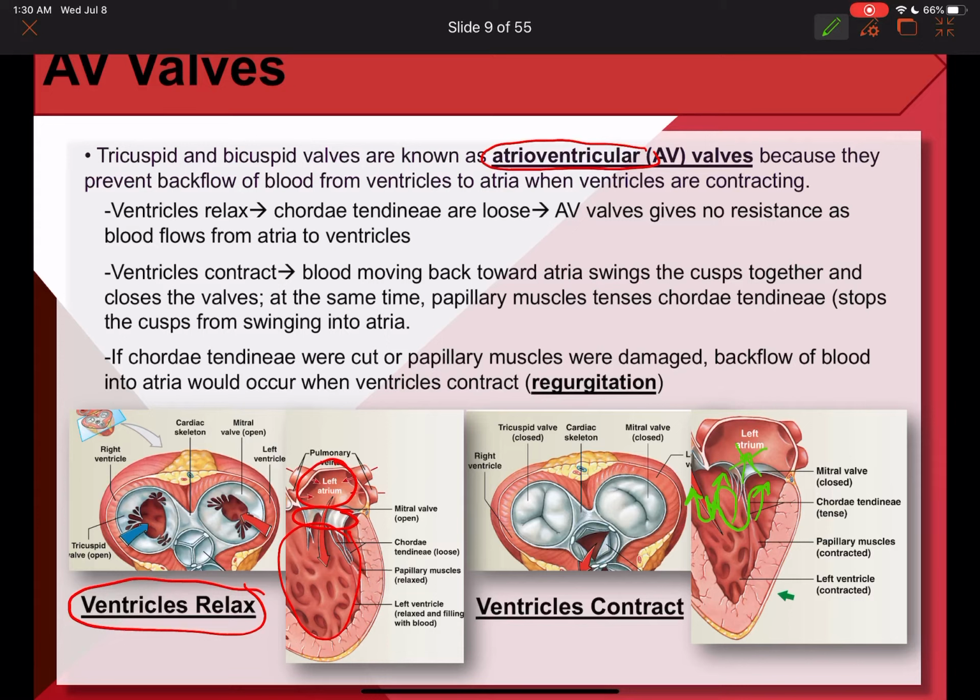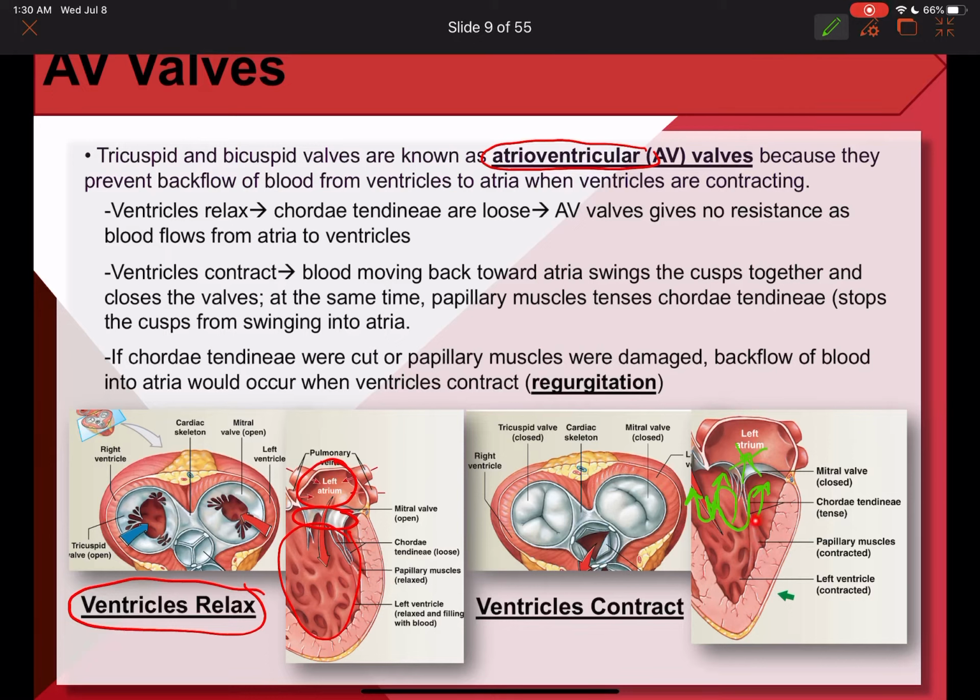But if the chordae tendineae were cut by accident, let's say it was a really bad surgery, or because they deteriorate over time, or if the papillary muscles themselves were damaged, then the backflow of blood into the atria can occur, because you no longer have this cord here, if it was cut, to pull on the cusps.